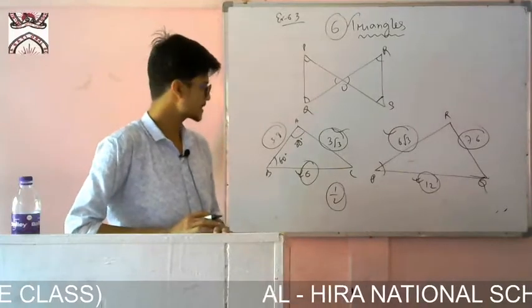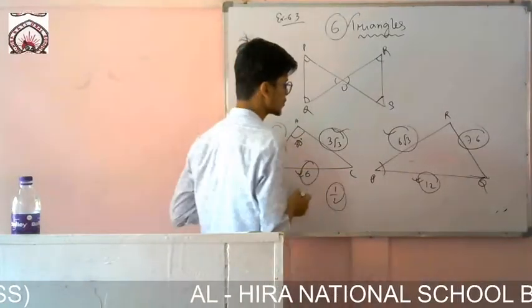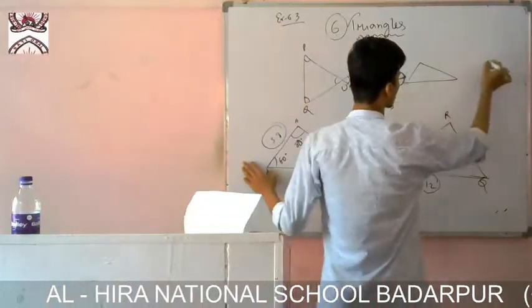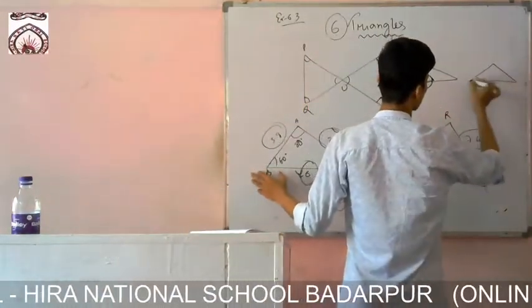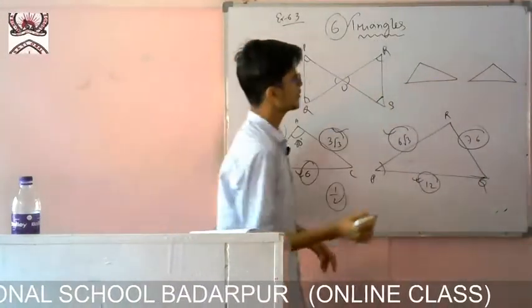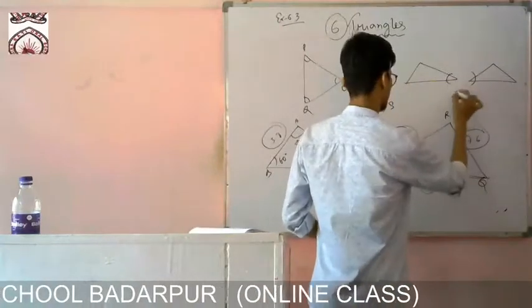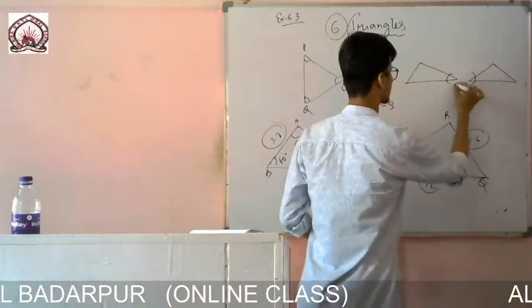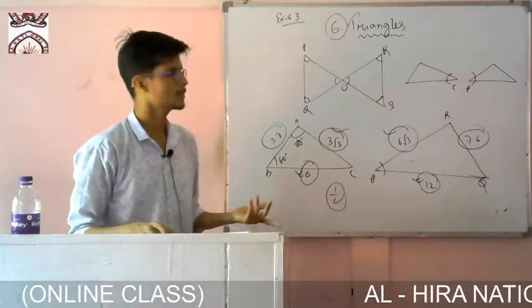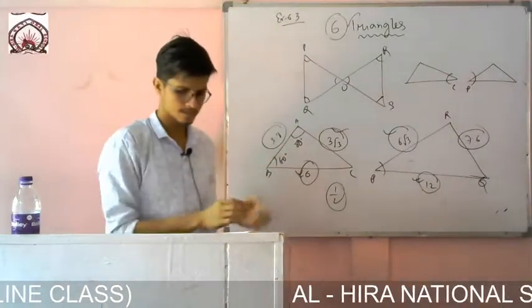If the triangles are similar, then angle C will be equals to which one? The triangles are like this. If you see very carefully, it is like this. So that means this angle will be equals to this one. Angle P will be equals to angle C. The triangles are like this, the different one.